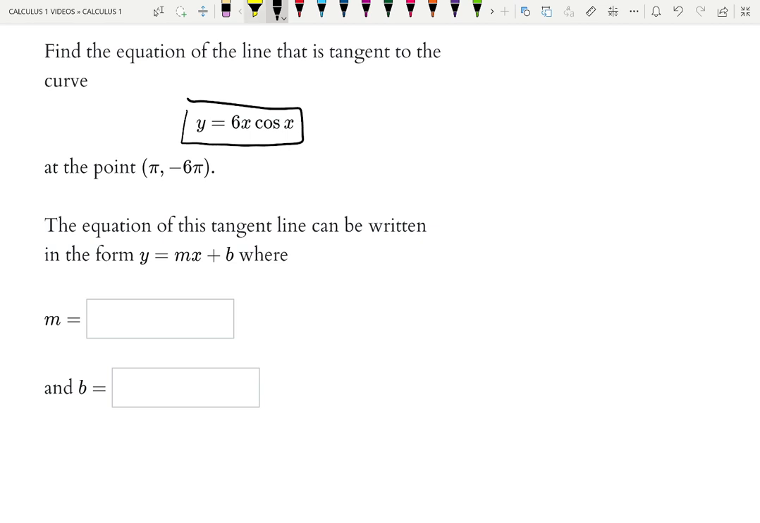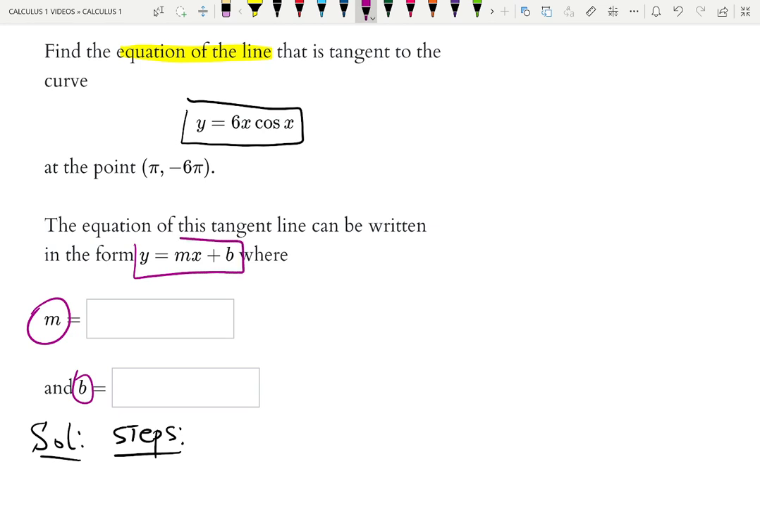I like to teach how to find the equation of a tangent line through steps. You don't have to follow them, but I do find it convenient to remember some kind of pattern. First of all, I want to keep in mind what I want to find. They mention that I want to find m and b of the form mx plus b. That is the final form of the answer.